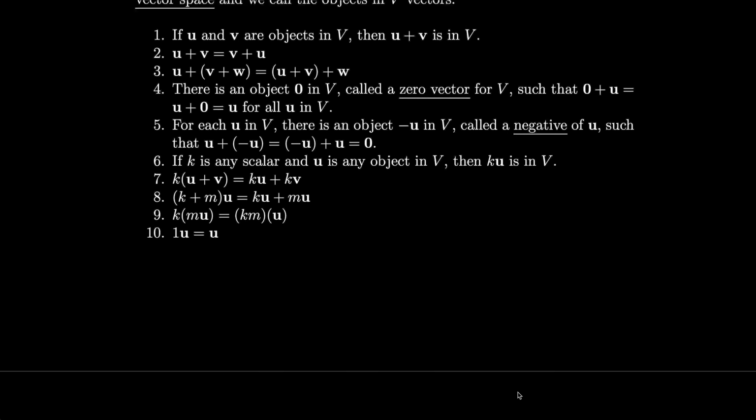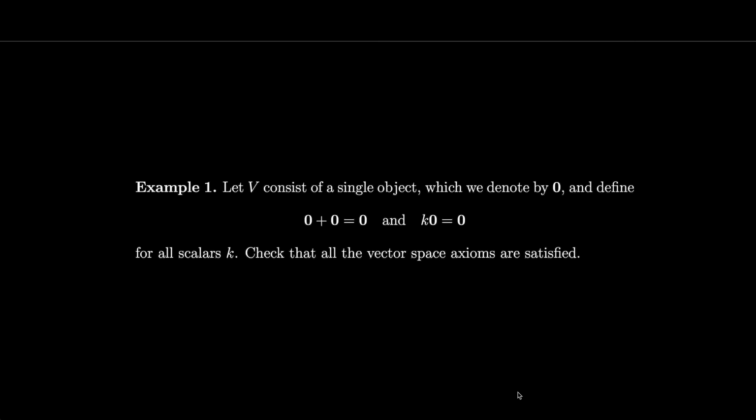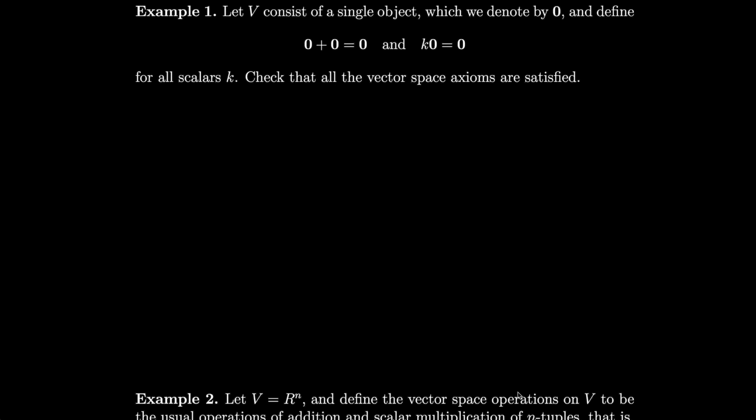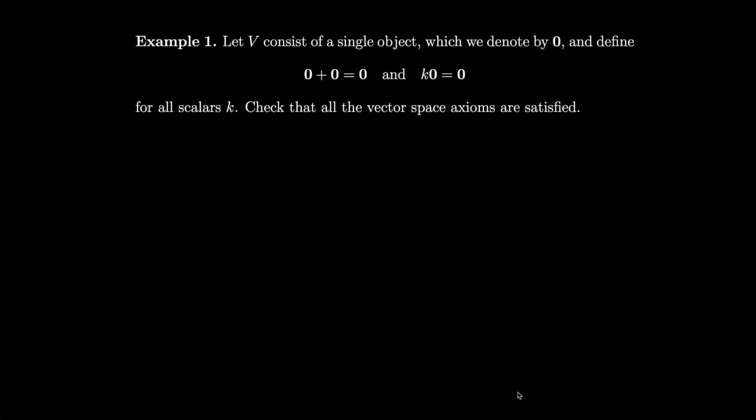So let's do an example of a vector space. How about we let V consist of a single object, which we'll denote by 0 for the 0 vector, and we'll define 0 plus 0 to just be equal to 0, and k times 0 to equal 0. This would be our trivial vector space. Let's check that it actually is one.